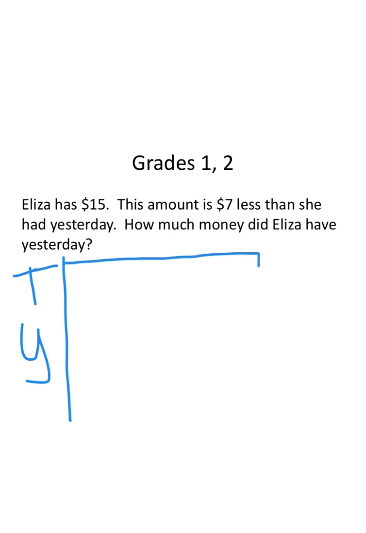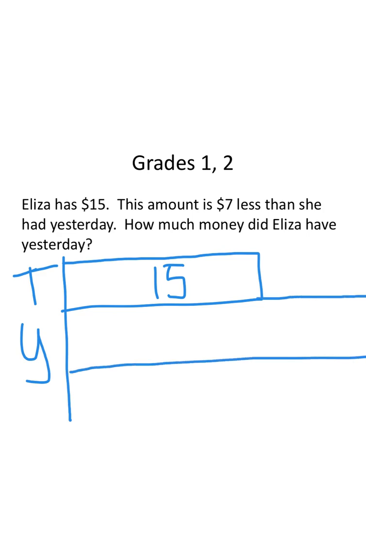So today she has $15. This is $7 less than she had yesterday. So that means she had more yesterday. And we know it's 7 more. So this we know is 15. And we know she had 7 more. So this is what we want to know is $22.